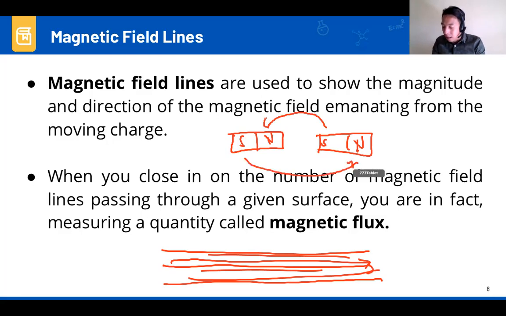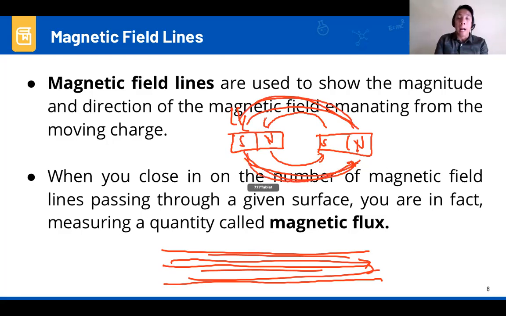Correct? So parang umiikot lang siya. So hindi siya the same as this one because hindi naman siya straight, hindi naman siya iisang position or iisang way yung dadaanan nila. We have a lot of this. We have a lot of magnetic field lines.